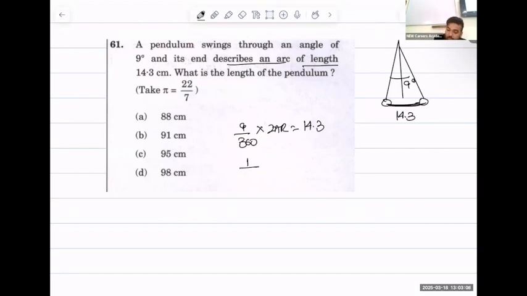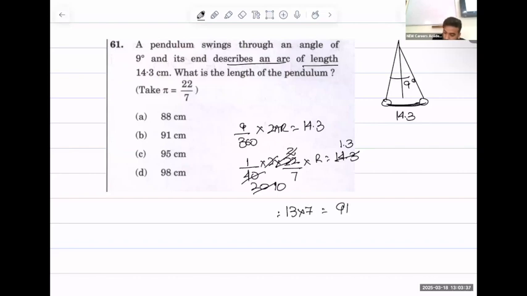So this becomes 1 upon 40 into 2 into 22 upon 7 into radius equals 14.3 centimeters. We cancel, this becomes 20. 11, this becomes 2. 11 would make it 1.3. Yes or no? 11.3. So we cancel, this becomes 10. 13 into 7 would make it how much? 91 centimeters. That's my answer.